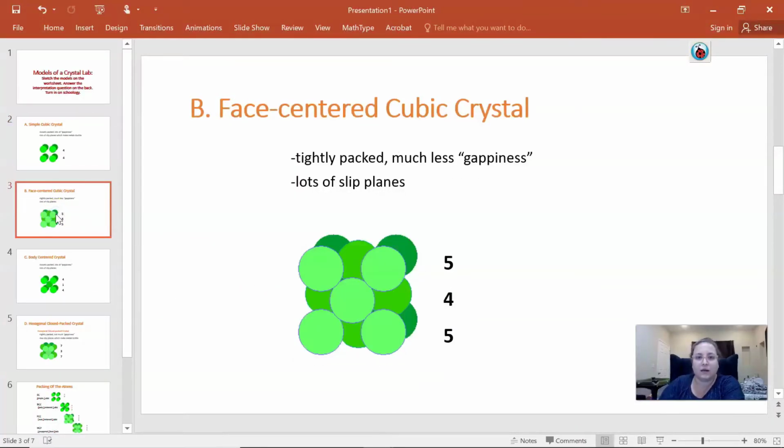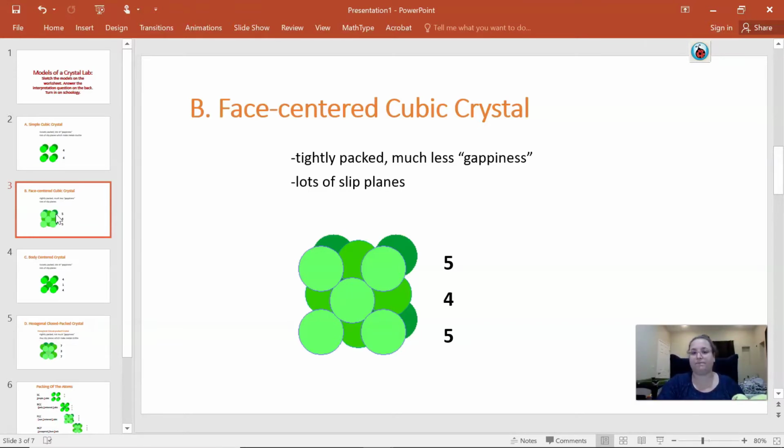Okay, let's go back to the PowerPoint. The next crystal is going to be the face-centered cubic, so FCC, and it looks like this right here. So I have 5 atoms on top in like an X shape. Then I have 4 atoms in the middle, kind of like the top of the cubic model, and then 5 more on the bottom. So this one was much more tightly packed compared to the other one.